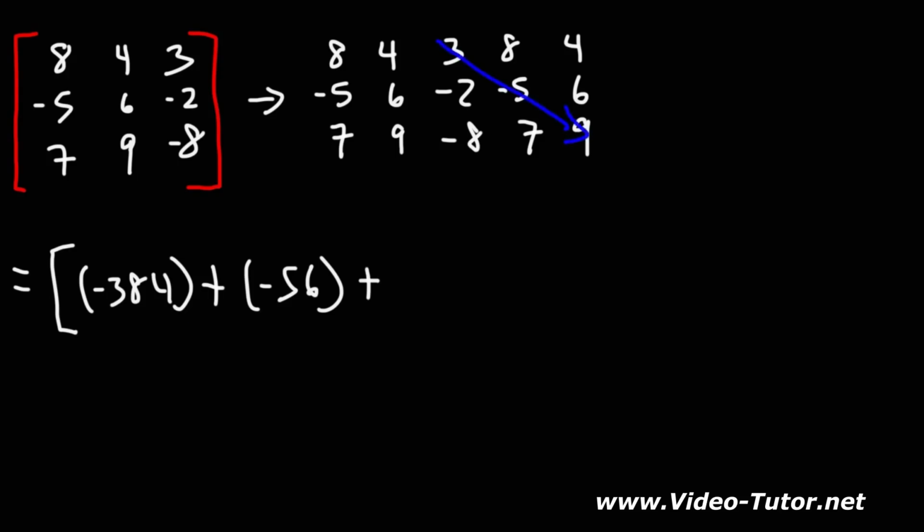Three times negative 5 is negative 15 times 9. 15 times 9 is 135. But with the negative sign, it's going to be negative 135. And then 7 times 6 times 3. 7 times 6 is 42. 42 times 3. 4 times 3 is 12. 2 times 3 is 6. So it's going to be 126.